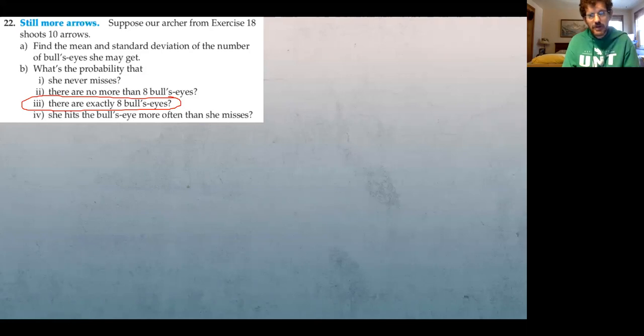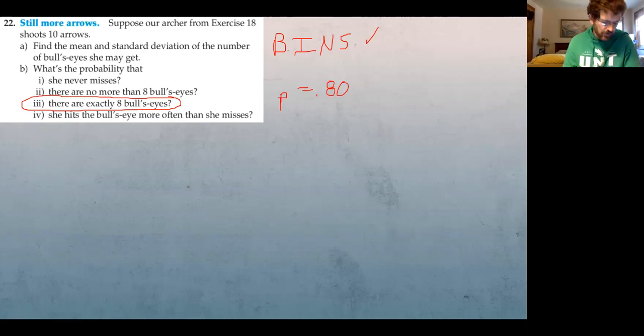So assuming that our binomial setting has been met and it's all good, we've got an archer, and you can't see it from here, but the archer has a probability of hitting a bullseye at 0.8. Sorry about that. Let me erase real quick. My hand hits the screen and screws it up. So there's an 80% chance of hitting the bullseye because this is an Olympic archer.